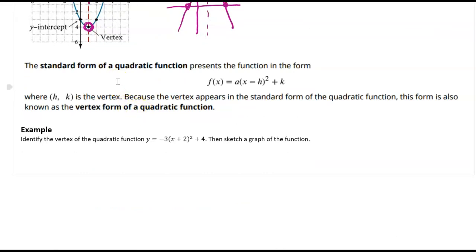The standard form, or the vertex form, of a quadratic function can be written like this, where (h, k) is the vertex. A is the exact same a as above. It's just written in a form that makes it easier to graph because you can find the vertex and then sketch a graph from there. Let's look at an example.